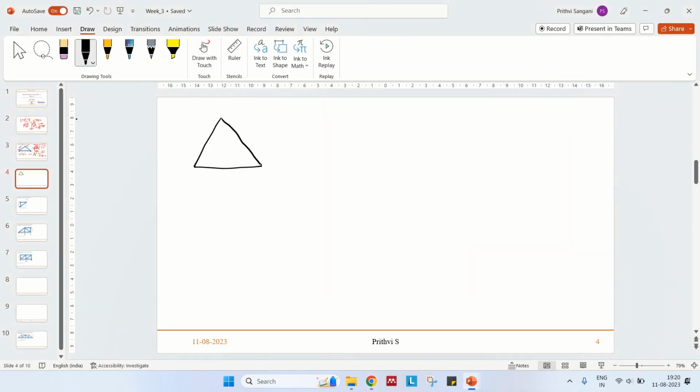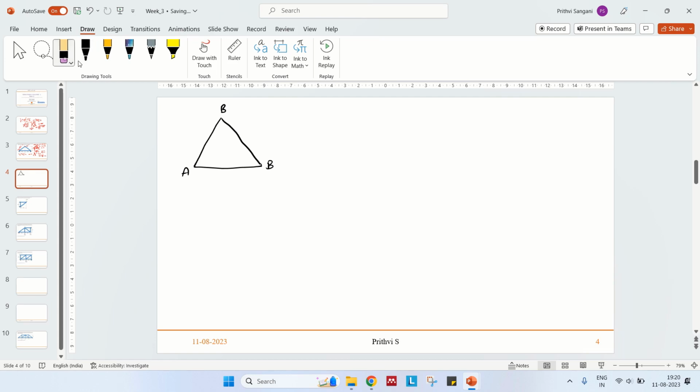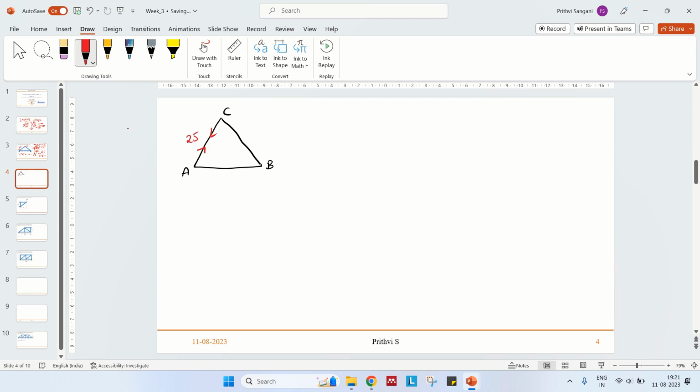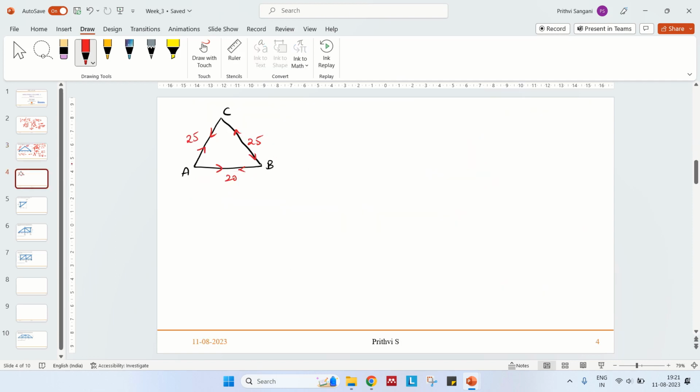So this is A, B, C. We have something like this. This is in tension 25. I'm not writing the units, so just take it as kilonewtons. This is 20 and this is 25. Okay, so now this is done. Due to external forces we have obtained the internal forces. Due to external forces of 40 kilonewtons, the internal forces in the members are these: 25, 25 and 20. You have to also mind the direction or the sign, whether it is tensile or compressive. So next, what is the next one?